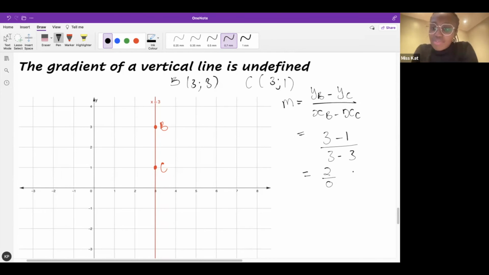Can you divide anything by 0, guys? What do we call it when something is divided by 0? What do we call it when you divide a number by 0? Thank you very much. Therefore, the gradient is undefined.